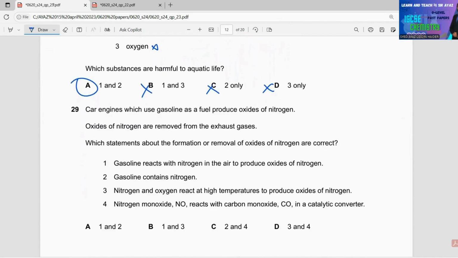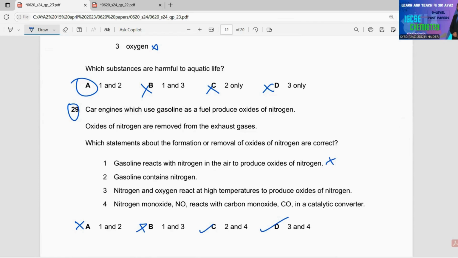29. Car engines which use gasoline as a fuel produce oxides of nitrogen. Oxides of nitrogen are removed from the exhaust gases. Which statements about the formation and removal of oxides of nitrogen are correct? 1. Gasoline reacts with nitrogen in the air to produce oxides of nitrogen. This is incorrect, because nitrogen reacts with oxygen in the air to produce oxides of nitrogen. So if 1 is incorrect, both A and B are incorrect. Either C is correct or D is correct.